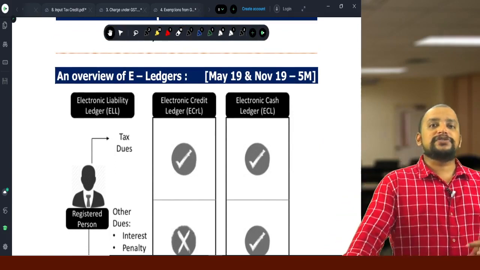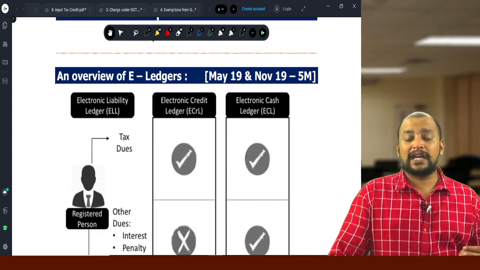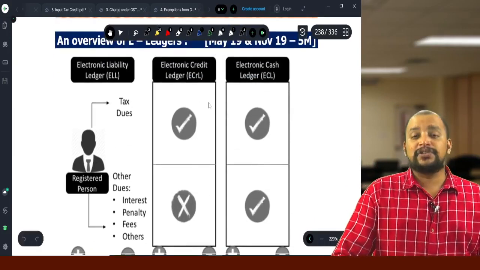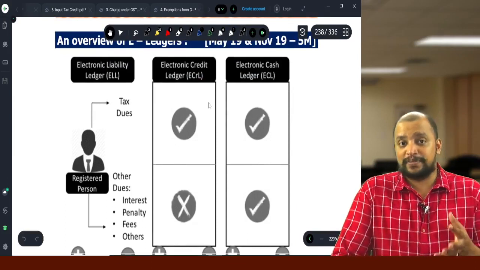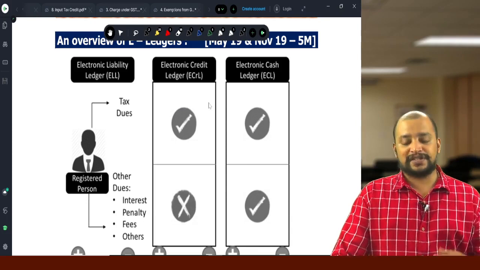So what are those 3 ledgers? Electronic liability ledger, electronic credit ledger and electronic cash ledger. These 3 ledgers are not maintained by the registered person, but are maintained by the GST network on behalf of every registered person.